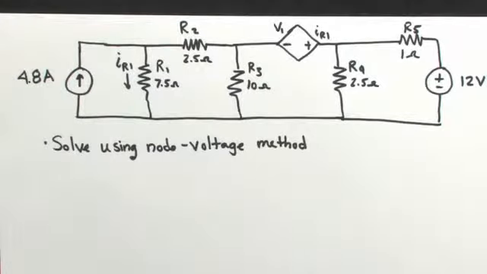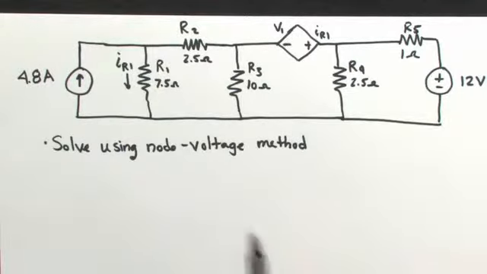Here is an example of using the node voltage method to solve a more complicated circuit that involves a supernode. This is an example again from the node voltage method packet that you have been working from in class. The first step when performing the node voltage method is to identify the essential nodes of the circuit.